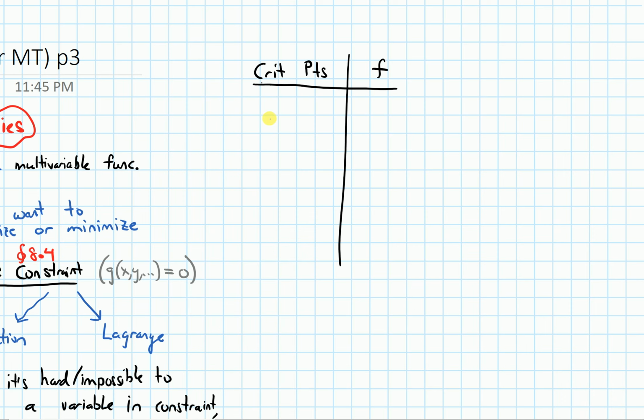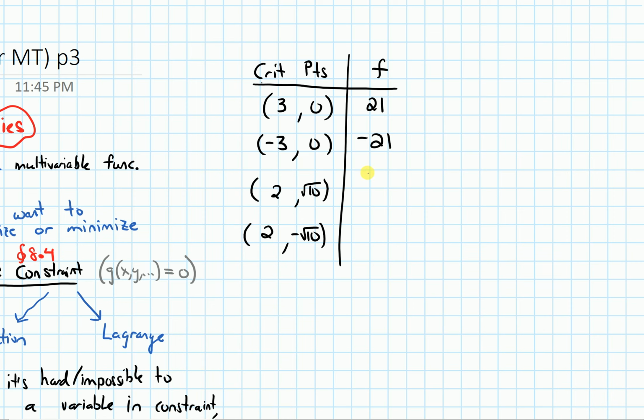So when y was 0, we were getting 2 possible values for x, 3 and negative 3. And in the other case, when lambda equals 1, we got that x had to be 2, but for y, we had 2 possibilities, either root 10 or negative root 10. So now I need to plug all of these into the function f. I've gone ahead and done that already. If I plug in the first point, 3, 0, I get 21 when I plug that into f. For the next critical point, I get negative 21. For the next one, I get 62 over 3. And for the last one, I also get 62 over 3.